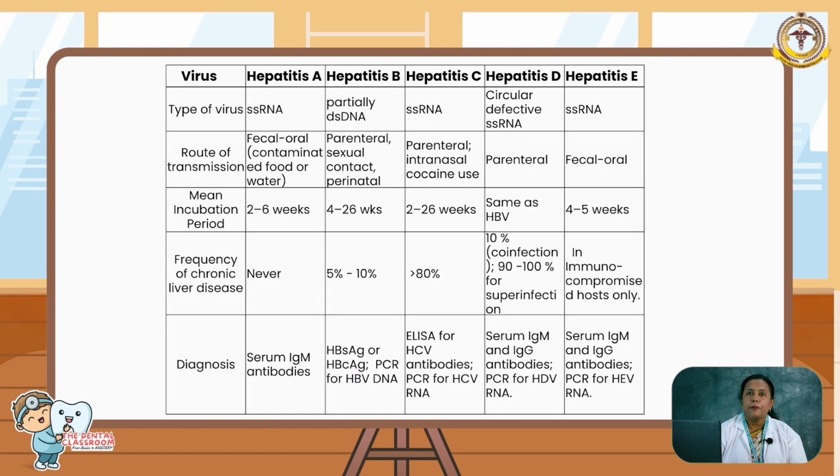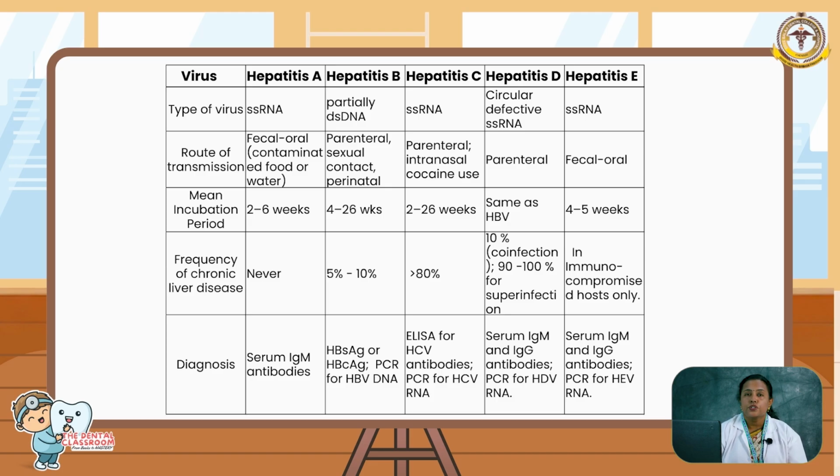And in summary, hepatitis A virus is a single-stranded RNA virus, transmits by fecal-oral route, and the diagnosis is by IgM antibodies in the serum. Hepatitis B virus is a double-stranded DNA virus, and this can cause chronic hepatitis, cirrhosis as well as hepatocellular carcinoma. Hepatitis C virus is a single-stranded RNA virus. This is also the most common cause of chronic liver disease.